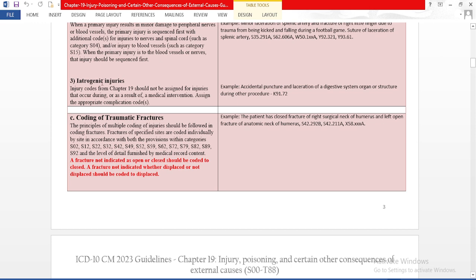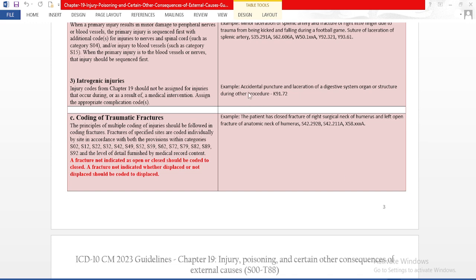Next guideline, iatrogenic injuries. Injury codes from Chapter 19 should not be used for injuries that occur during, as a result of, or due to medical intervention. Assign the appropriate complication code. So, what is the meaning of iatrogenic injuries? Iatrogenic injuries are the injuries which occur due to medical interventions. So, whenever we have a complication due to medical intervention, we need to code it as a complication. We can't code them as a Chapter 19 series code.